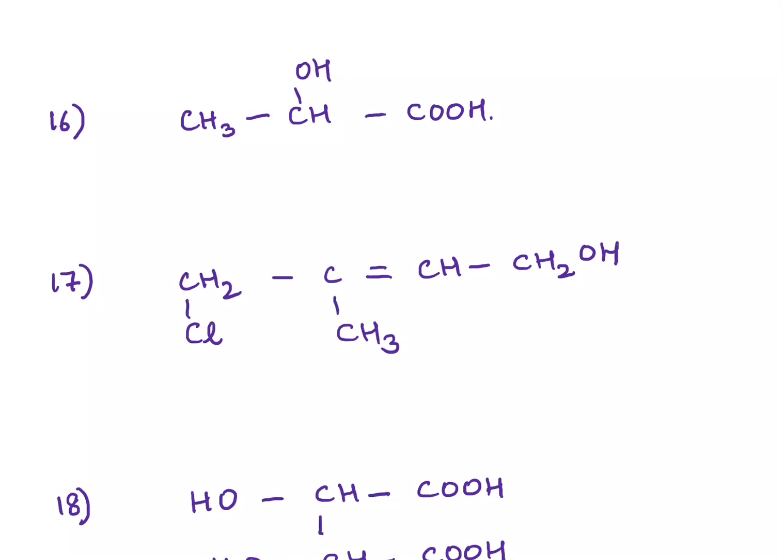16th. Step 1, highlight the longest chain. So there we go. This is my longest chain. Step 2, number it so as to cover the maximum number of functional groups. So I have a confusion. Do I give preference to this or this? Yes, my COOH gets bigger priority, a higher priority. So let us number this. So we'll have here 1, 2 and 3.